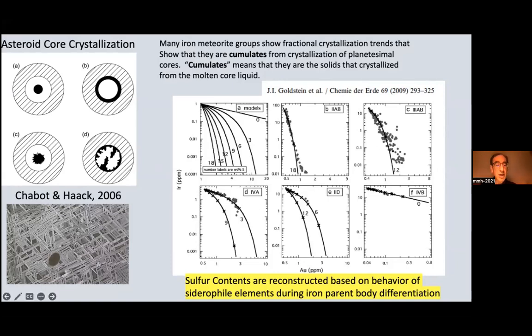And one of the great things about these fractional crystallization trends is that they depend very strongly on the sulfur concentration of the liquids. The trace element partition coefficients are strongly affected by the sulfur. And so this is, in fact, how people infer the sulfur concentrations of such liquids. And so we can get the sulfur concentrations of these cores based on their trace element systematics.